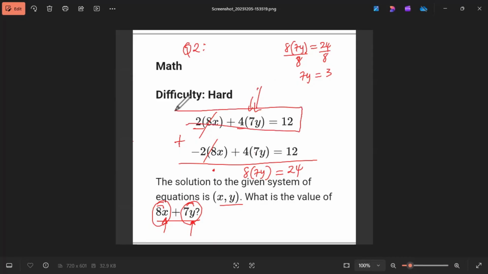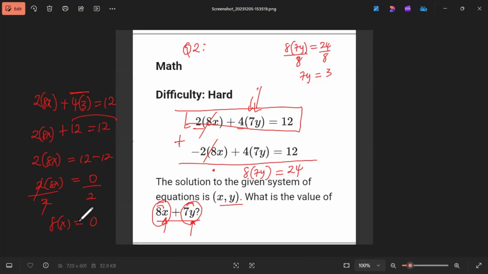Let me put it right here. When I put 7y into this equation, that will become 2 into 8x plus 4 times 7y, and 7y is now 3, so 4 times 3 gives us 12 equal to 12. And this is 2 into 8x, and this one comes over, so you have 2 into 8x equal to 12 minus 12, and that is 0. And here you divide everybody by 2, because we're looking for 8x. So 8x is just going to be 0. So now 8x is 0 and 7y is 3, and that's going to be 3. Straight up. So let's go to the next question.